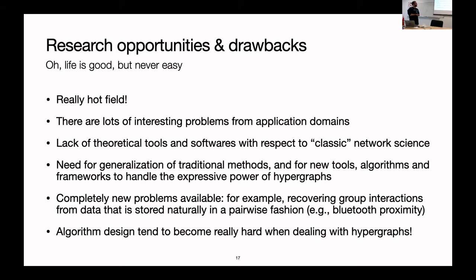For example, I really like the problem of recovering group interactions from data that is stored naturally in a pairwise fashion. For example, Bluetooth proximity, because if we store the details about the proximity contacts of people, in general we store them as pairwise data, and somehow when the interaction happens in a group, we have this pairwise data, and we want to recover the group interaction. This is not really easy, and people are working really hard on this, and this can be really important.